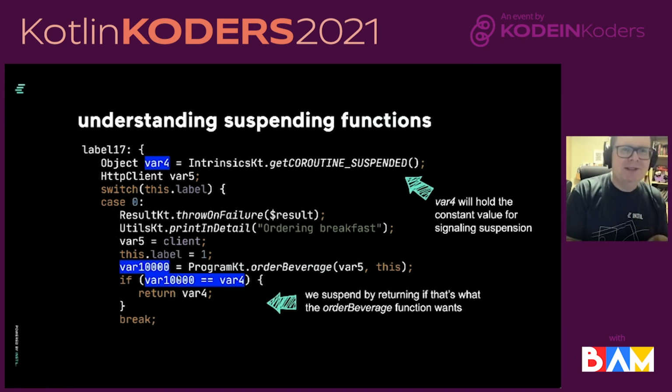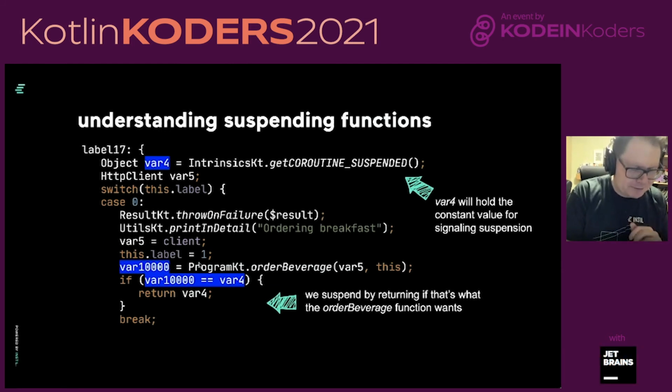Okay, I've always wanted to write suspending functions with variables called var 10,000 and so on, just to see what happens. But var 10,000 is special, because it stores the return value from all the suspending functions that we're calling. So we call order beverage, we get back the return value, and we compare that to var4. Remember, var4 holds coroutine suspended. So if the 2 are equal, well, then that means that the function we're calling wants us to suspend. So what do we do? We just return.